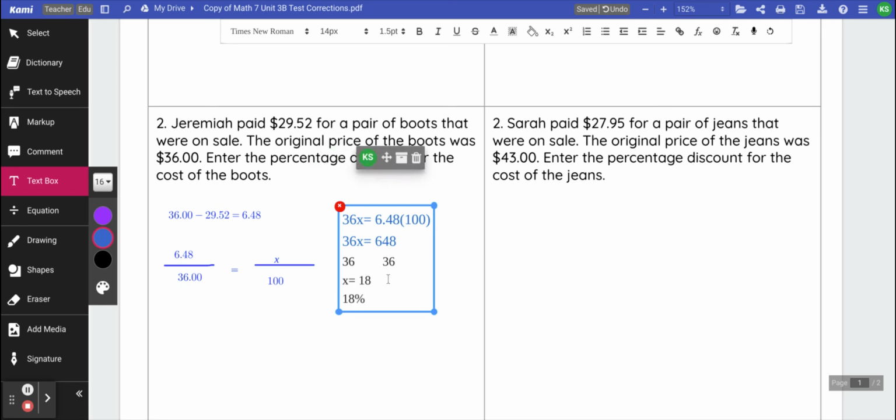So that is my total discount that was off of the pair of boots. Now try number 2. The problem is very similar, just different numbers. Put in your answers on the formative and then go on to the next problem.